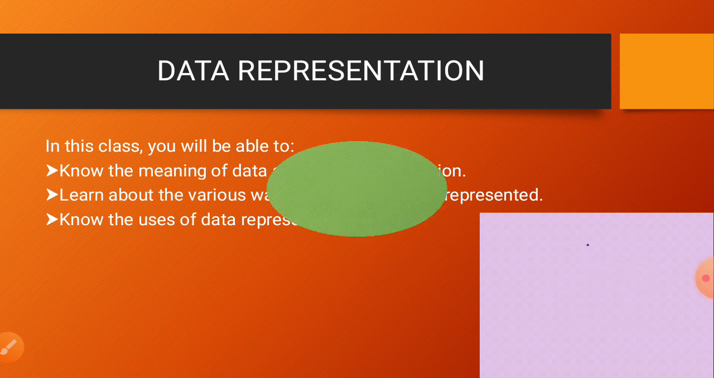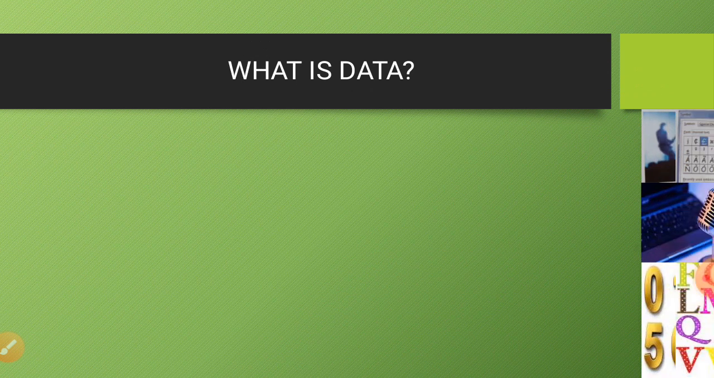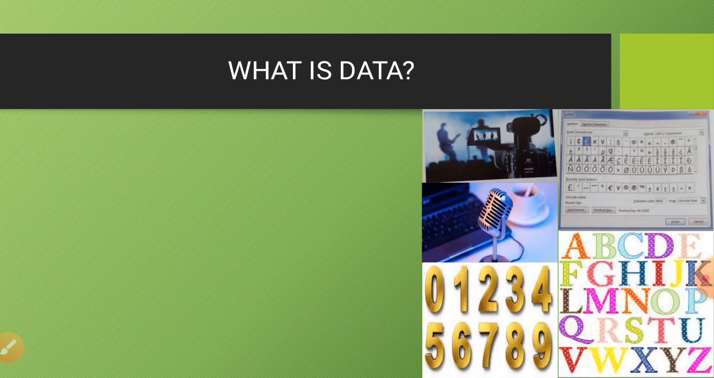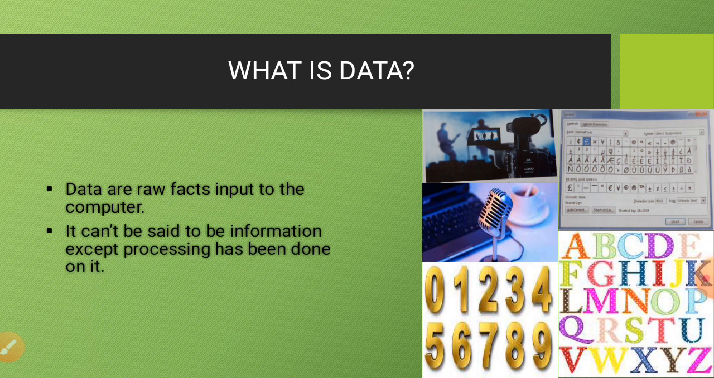Alright, now, what is data? Data are raw facts input to the computer. It can be said to be information except processing has been done on it. So data are facts that are yet to be processed. They are raw facts input to the computer.